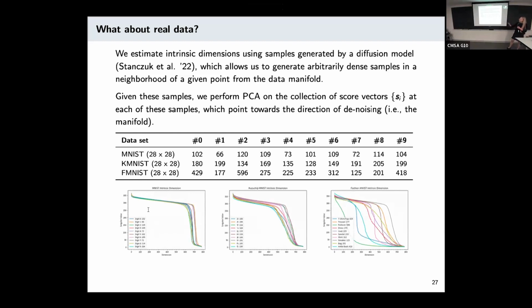We pick 10 classes from each data set, and then just do that local analysis to probe the characteristics of the manifold. What we find is that the intrinsic dimension seems to be quite heterogeneous. It seems to vary a lot across the data set. And that's not something that we see in controlled experiments.